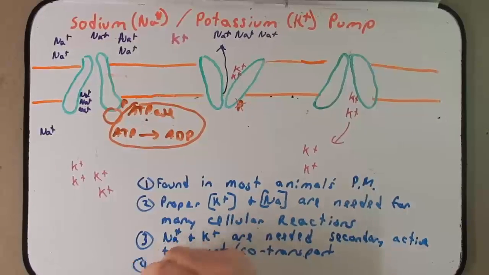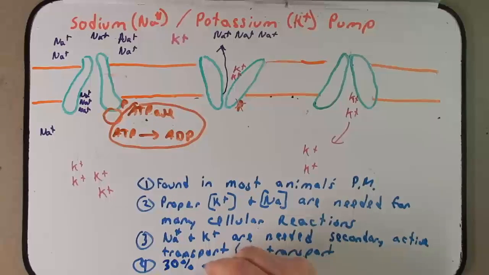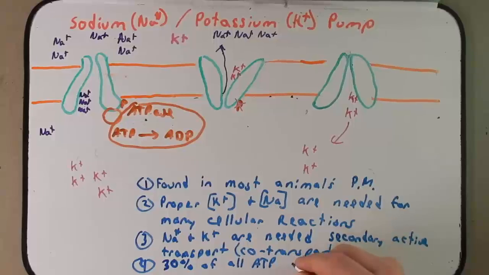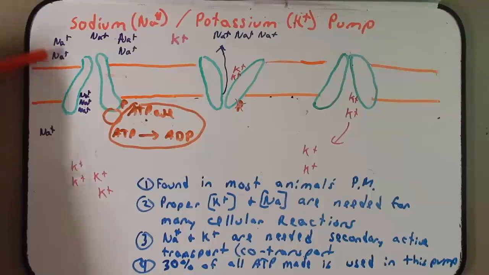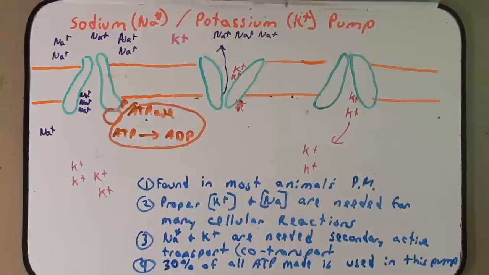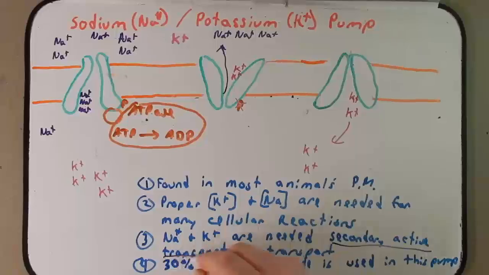And the last thing that I want to tell you, and this is just evidence of how important it is, is that about 30% of all ATP made is used in this pump. That's a lot of ATP that our body makes, that our cells make, that is used just for moving potassium and sodium back and forth. Okay, now let's finish things up here by talking about secondary active transport.